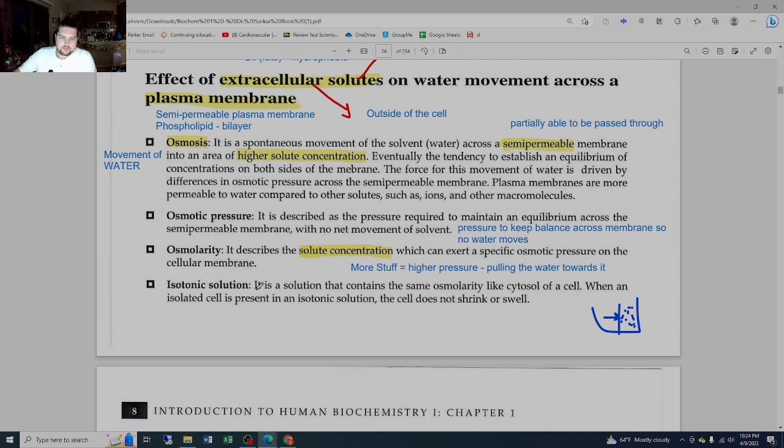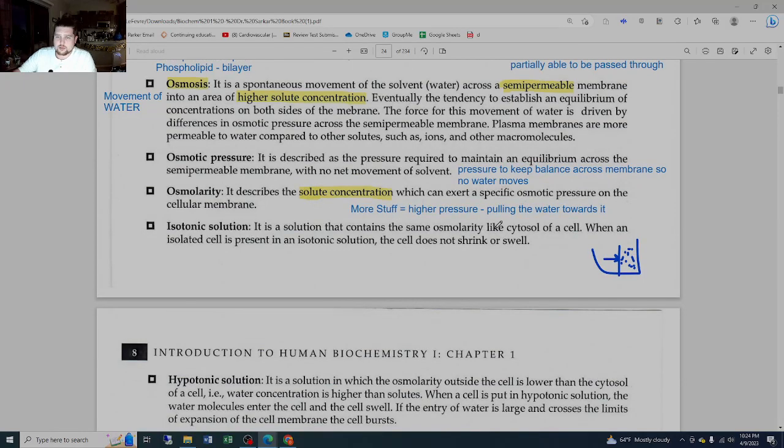Isotonic solution. A solution that contains the same osmolarity, like the cytosol of a cell. Isotonic: iso meaning same, tonic typically used for tone. A solution is just a mixture of a solvent and a solute. So it is a solution that contains the same osmolarity like the cytosol of a cell, so it's balanced with the cell. When an isolated cell is present in an isotonic solution, the cell does not shrink or swell.